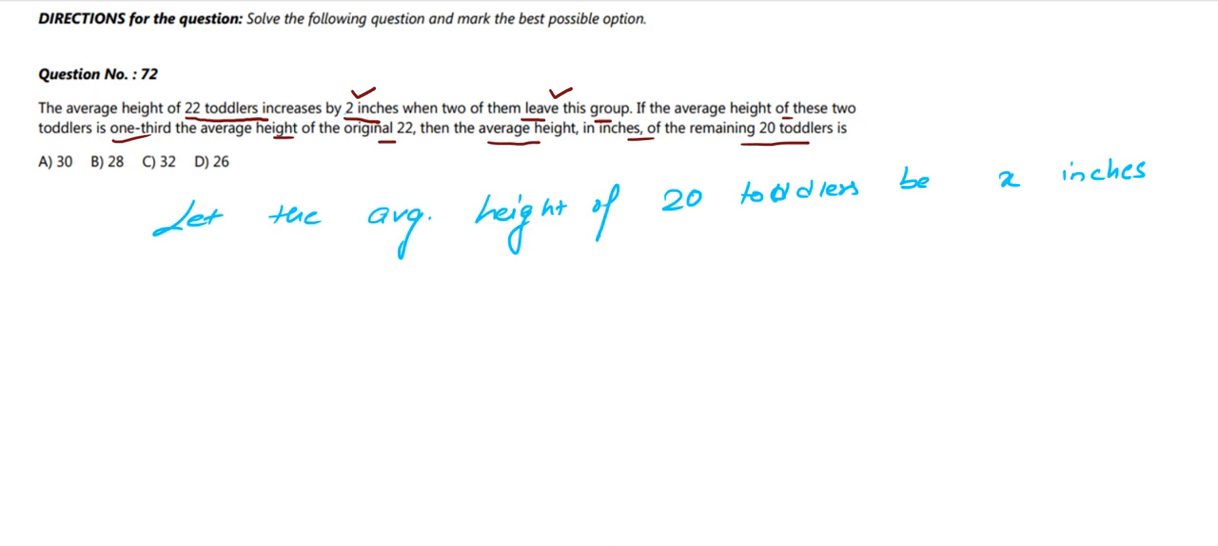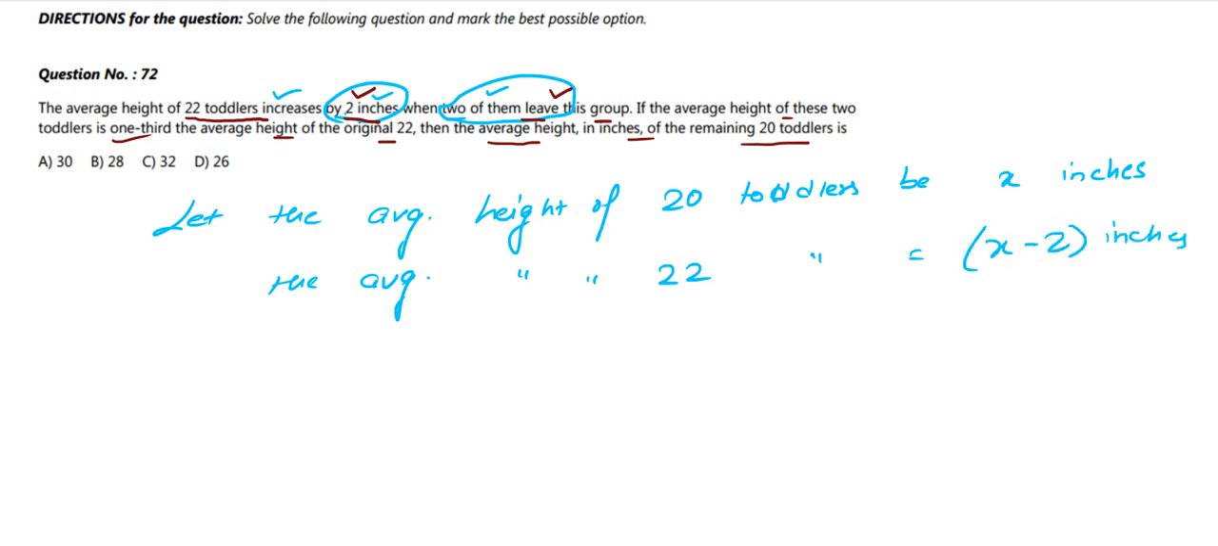Now when we add these two toddlers who left the group, the average height is decreased by 2 inches, as it is increased when they leave. So the average height of 22 toddlers will be x minus 2 inches, because in this question it is said that the average height increased when the two of them left the group. So when we add them back to the group, the average height must decrease by 2 inches. So this is x minus 2.